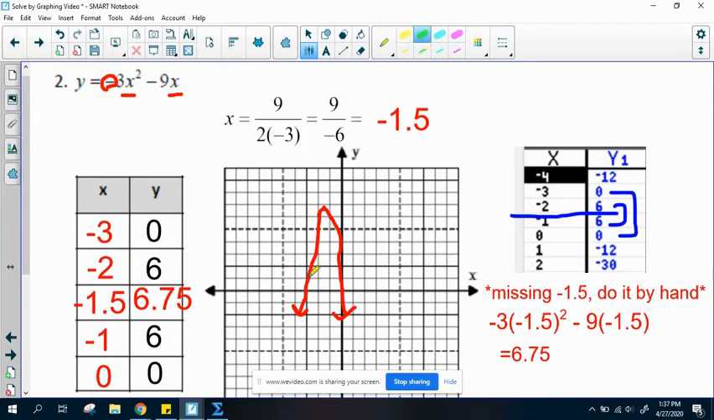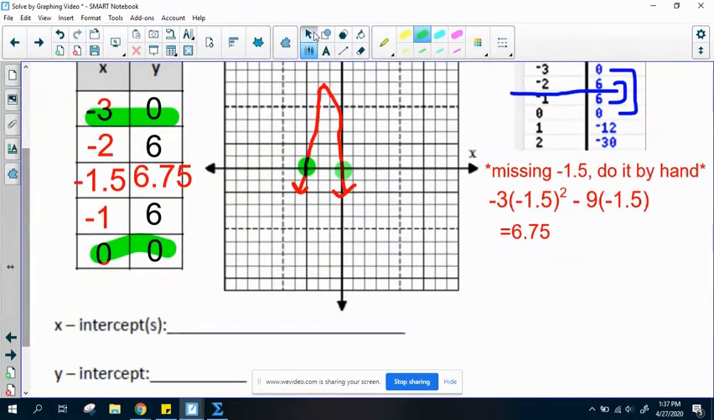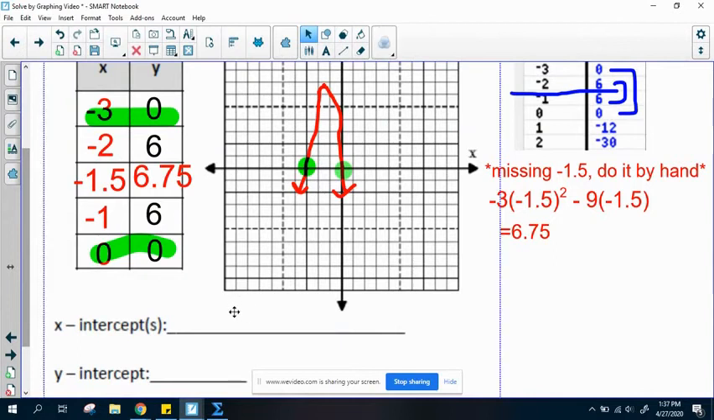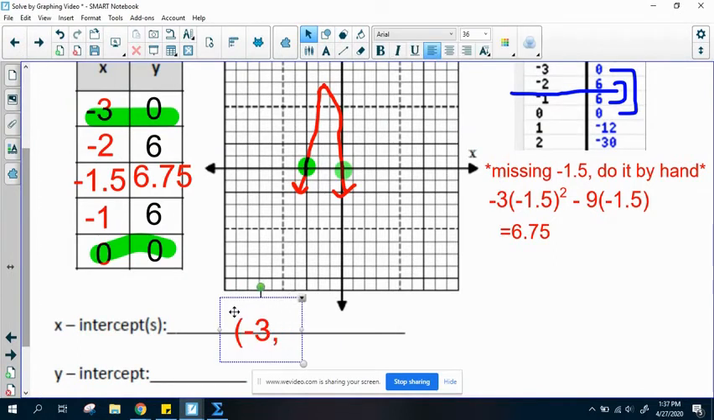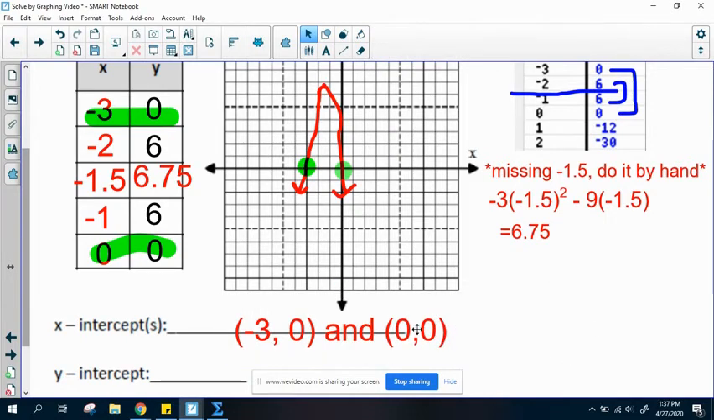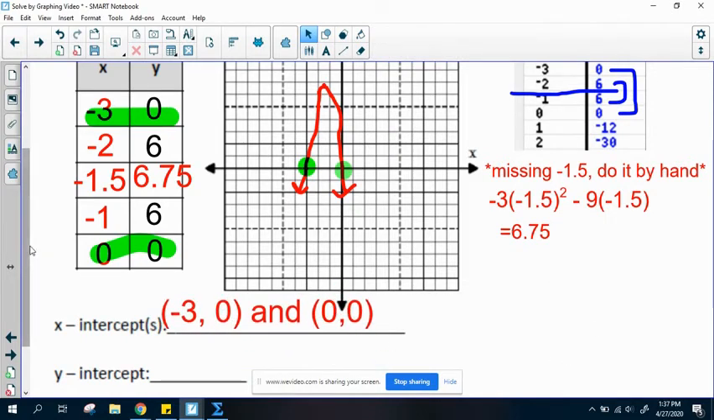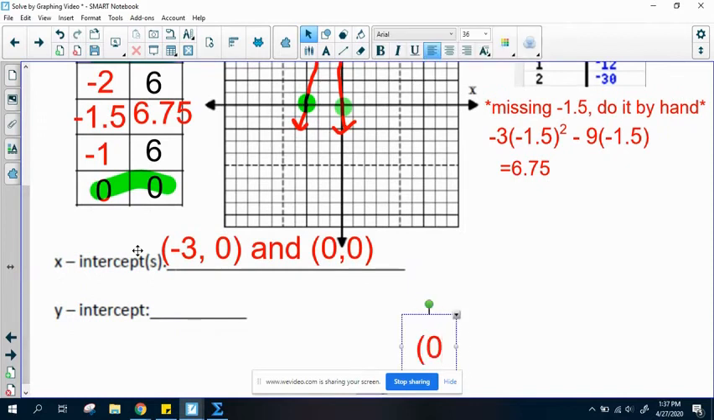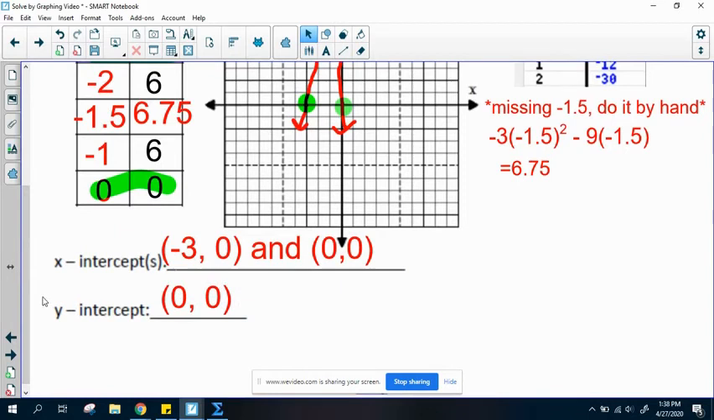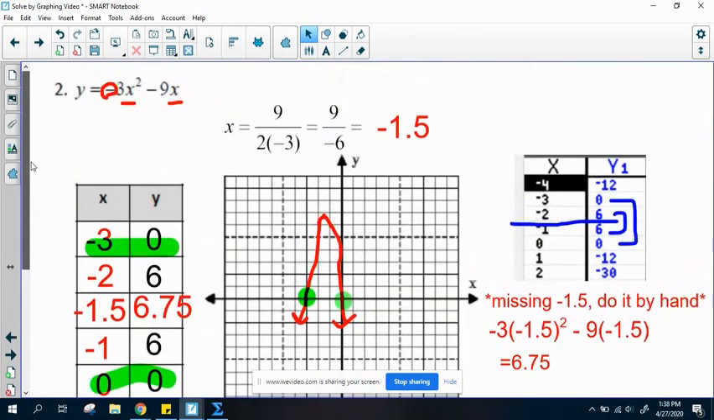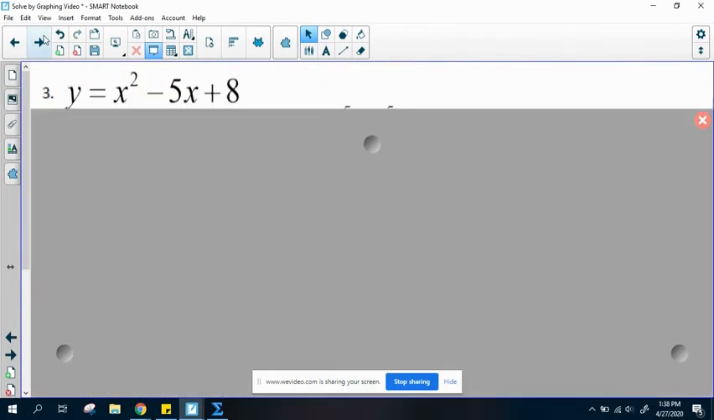So where does it cross the x-axis? What are the solutions? There and there. Again, you can see it from your table. Those are the answers. Okay, so one of my answers is -3, 0, and the other answer is 0, 0. If it happens to ask you what the y-intercept is, the y-intercept is also 0, 0, because that's where it crosses the y-axis. Okay, let's do one more.